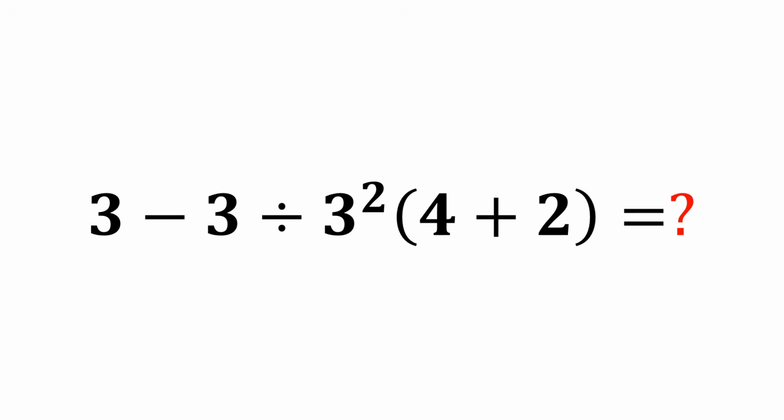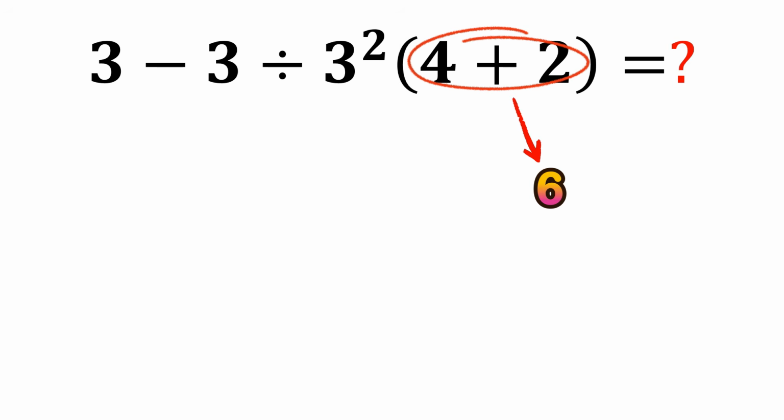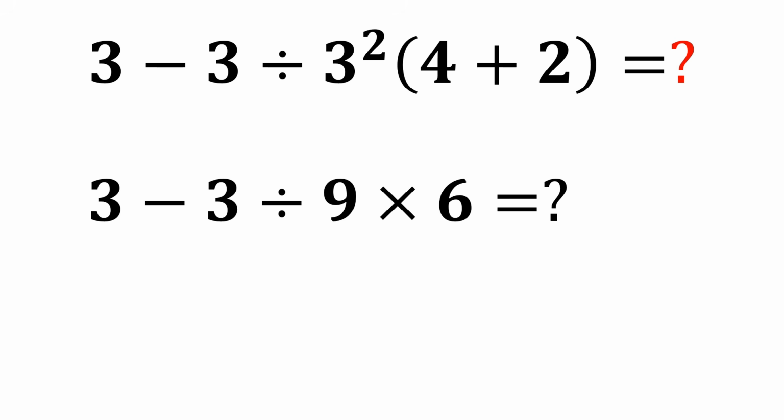To really get the hang of the order of operations, let's look at this specific problem. 3 minus 3 divided by 3 squared times, in parentheses, 4 plus 2. What do you think the result is? According to PEMDAS, parentheses have the highest priority. So, we start inside the brackets. 4 plus 2 equals 6. Next up on the priority list, exponents. We have 3 squared, which gives us 9. So, the expression now looks like this: 3 minus 3 divided by 9 times 6.